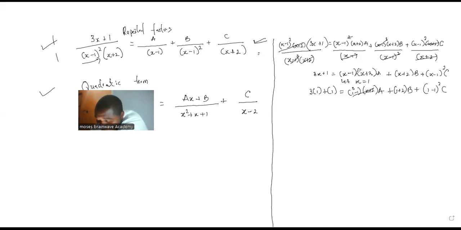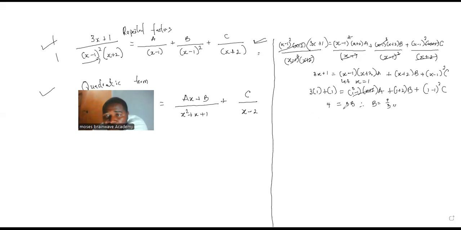1 minus 1 over there, I think c will be gone. So we have 3 multiplied by 1 is 3 plus 1, this is 4, is equal to, what do we have? 3b, 1 plus 3, this is 3b, right? 3b. So therefore, our B, if we divide both sides by 3, our B is going to be 4 over 3. Fantastic, fantastic.